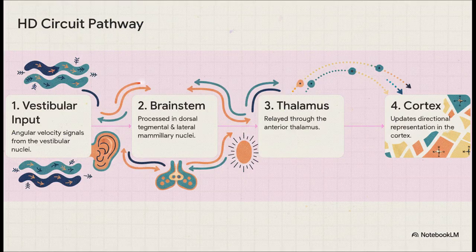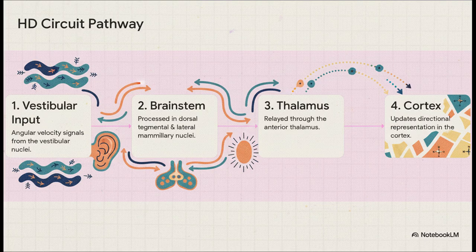Okay, so how does the brain keep this compass updated in real time? Well, it relies on a direct line right from the vestibular system. Those angular velocity signals, they travel up from the vestibular nuclei through some key spots in the brainstem, like the dorsal tegmental and lateral mammillary nuclei, then they relay through the anterior thalamus, and finally, they update that directional map up in the cortex.